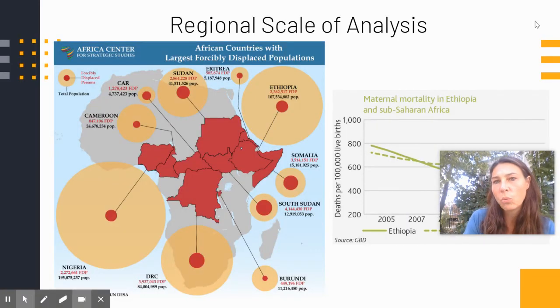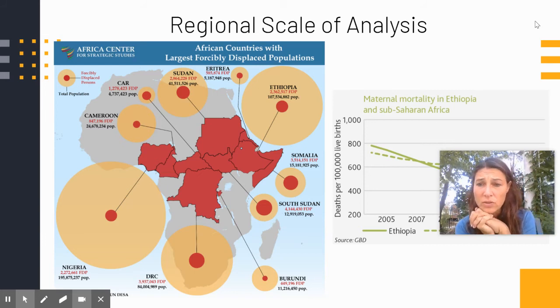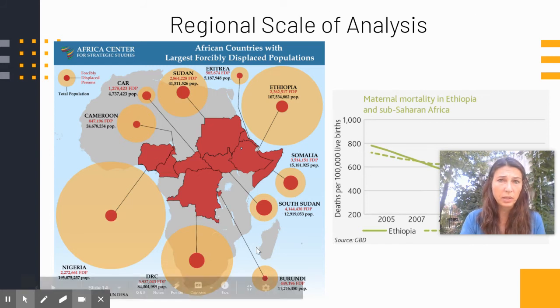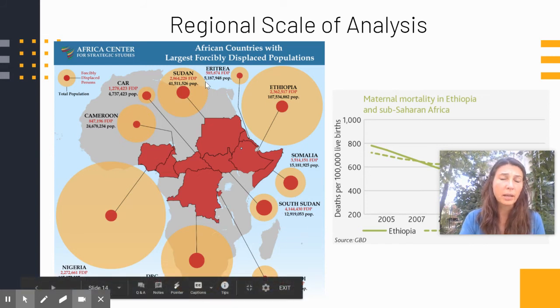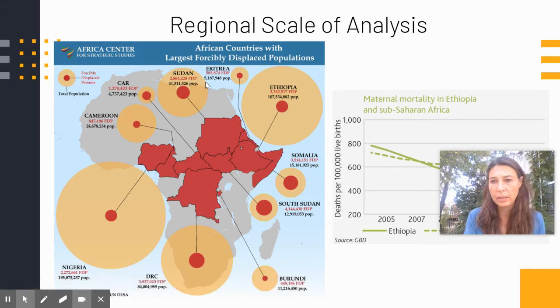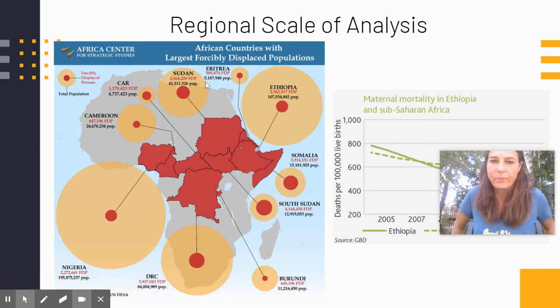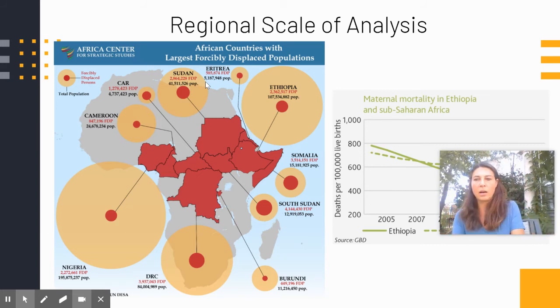And then finally, worth a mention here is regional scale of analysis, because sometimes this is challenging for students. If you see a map like this one here, the scale itself would be, I don't know, continent. You can look at this in a few different ways. It is regional, but it's also regional scale of analysis.